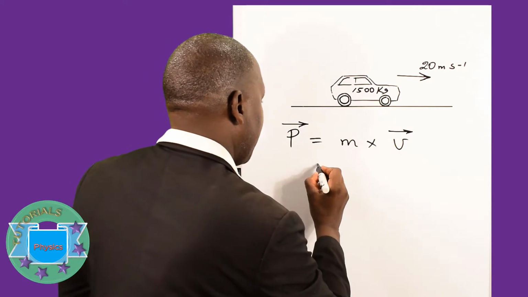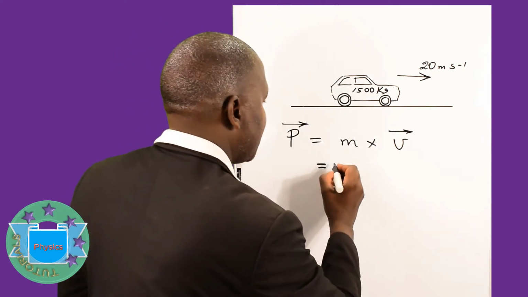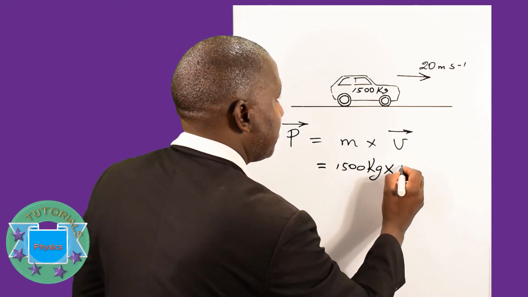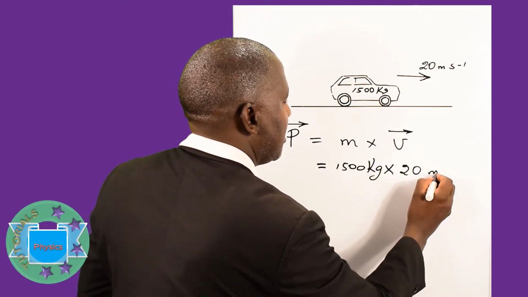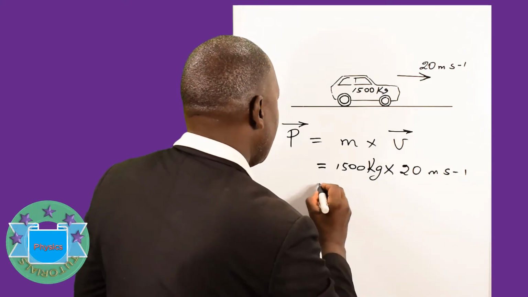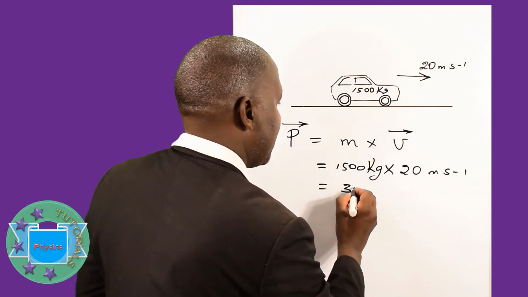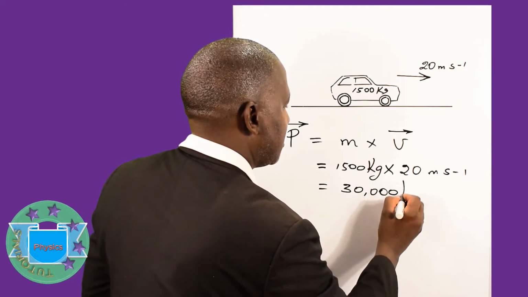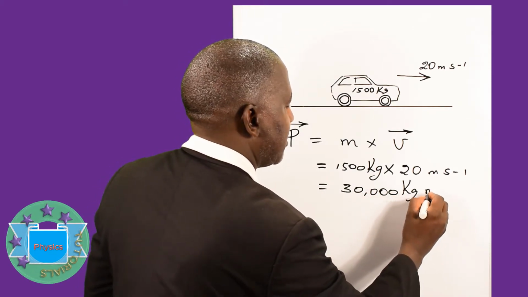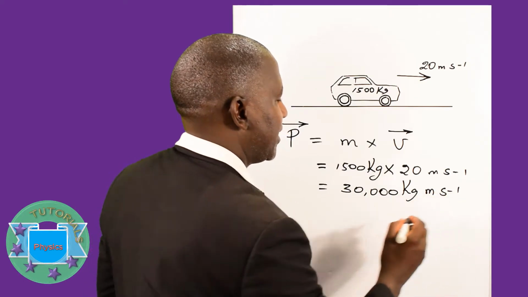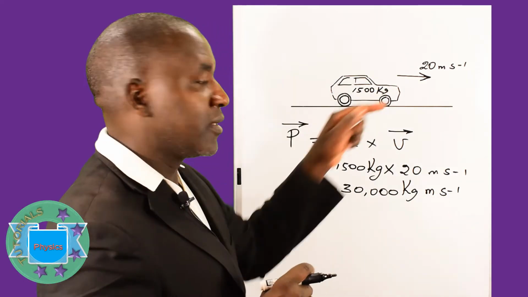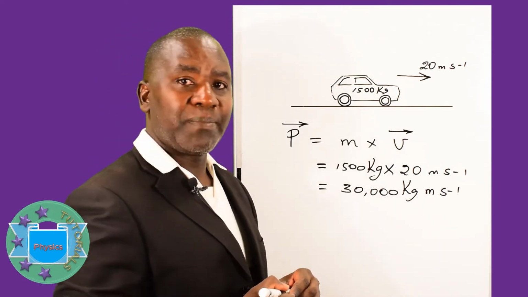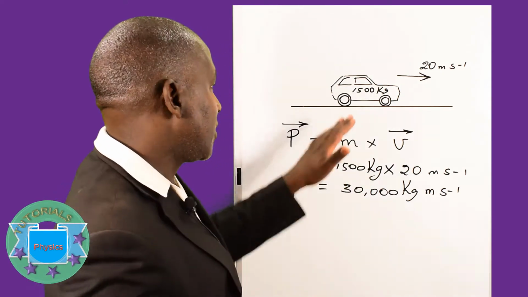Now, if I want to calculate the momentum of this object, then it will be its mass, which is 1500 kilograms, times its velocity, which is 20 meter per second. And this one will give me 30,000 kilograms meter per second to the right. Now this one is a small van.